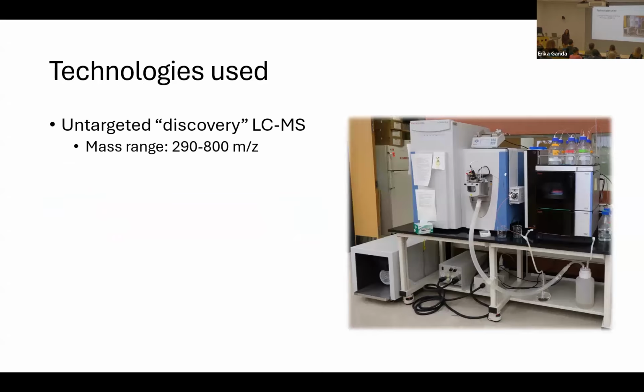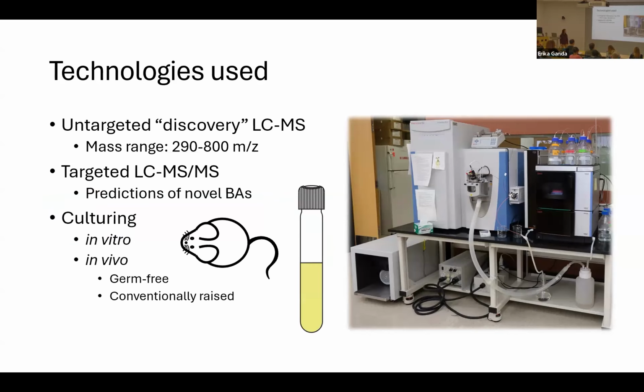In my graduate lab, and the lab I still work very closely with, Daniel Amador-Noguez's, we do targeted mass spectrometry, which is great for identifying both known and novel bile acids. And then we can do targeted fragmentation to confirm structures of these bile acids. And we also do a lot of culturing, both in vitro and in vivo. And I'm so grateful to have access to a germ-free mouse facility at UW Madison, where we can introduce specific strains into the system and ask very directed questions.